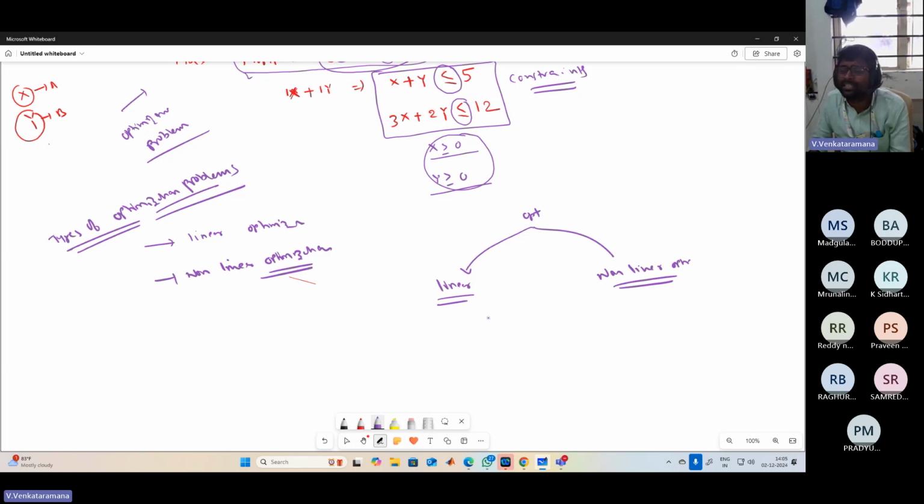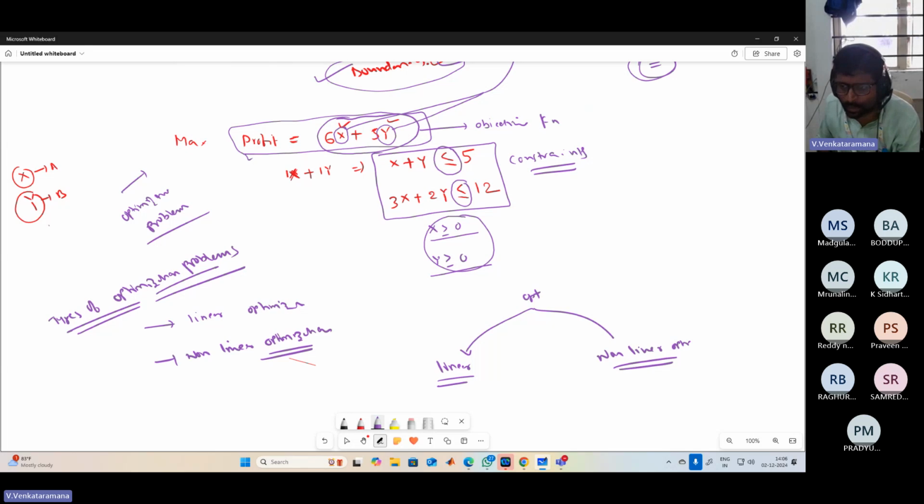Linear optimization problem means that your objective function is a linear function of the decision variables. The example we discussed now is a linear optimization problem, because my objective function, the profit, is a linear function of my decision variables x and y.